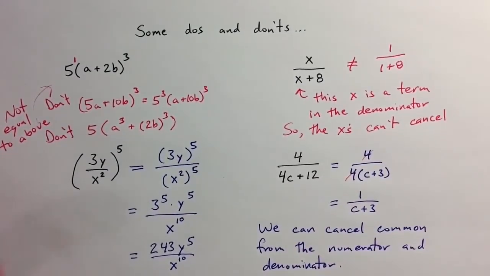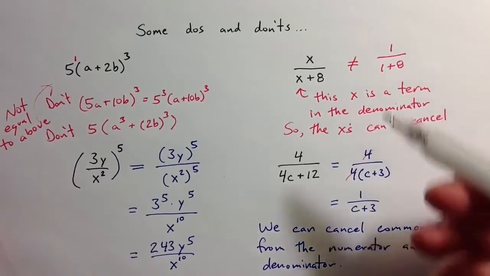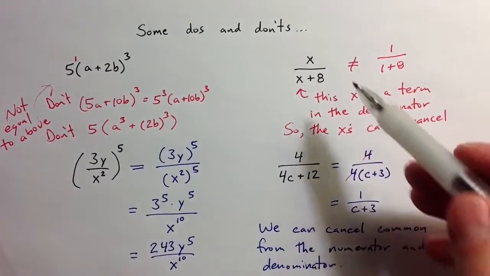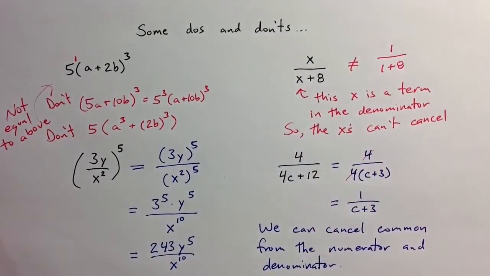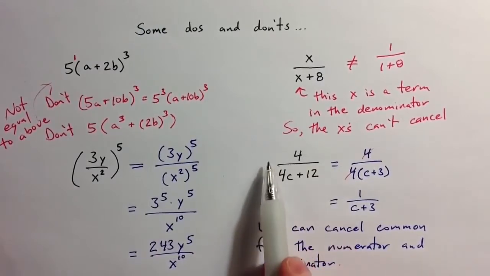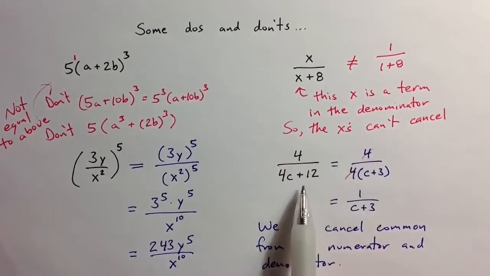But we can't cancel common terms. So just because something appears up top and in the denominator, you have to be careful. If it's a term, we can't cancel it. But if there's a common factor, something that's multiplied with everything else up top and multiplied with everything else in the denominator, that's the situation when we can.